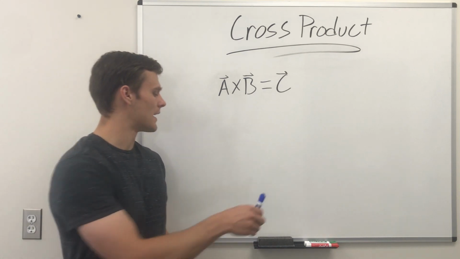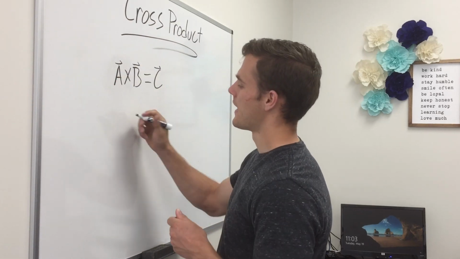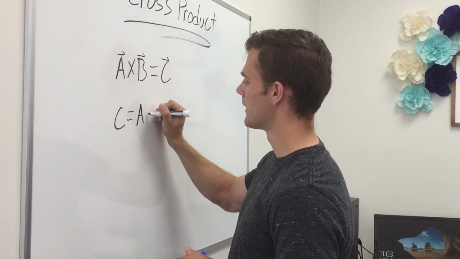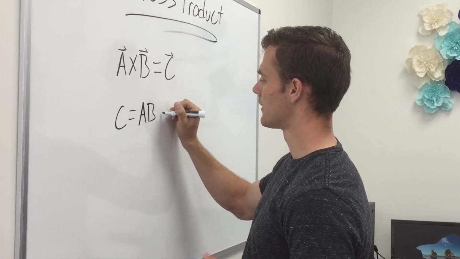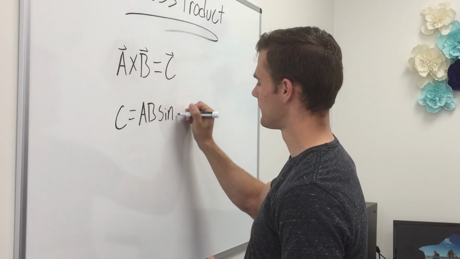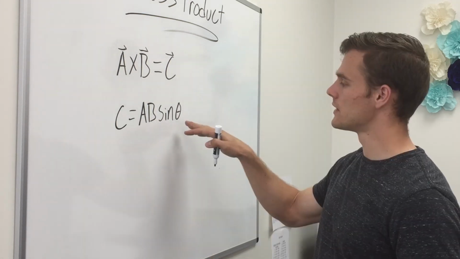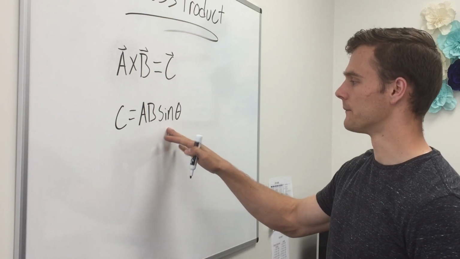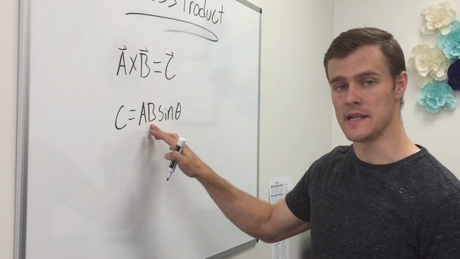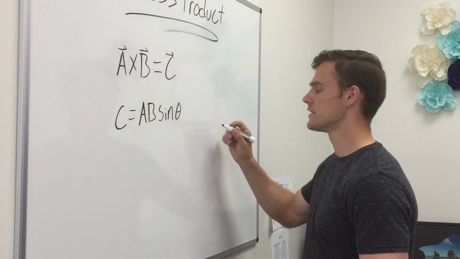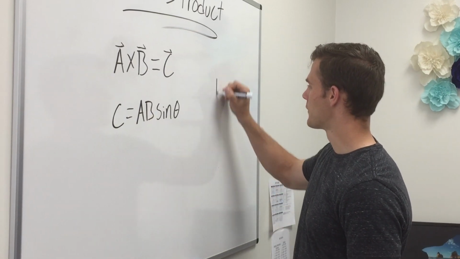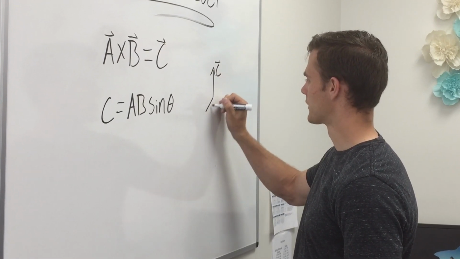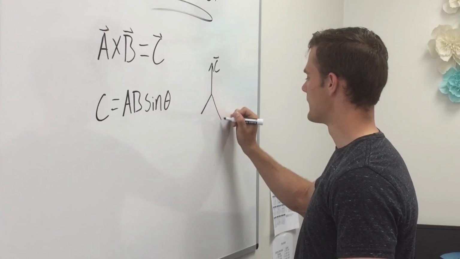And so that can be written out as the magnitude of C equals the magnitude of A times the magnitude of B times the sine of the angle between them. So we know that if theta is 90 degrees, then sine is going to equal 1, which will be A times B. And we can represent that geometrically if we have vector C right here and vector A and vector B.